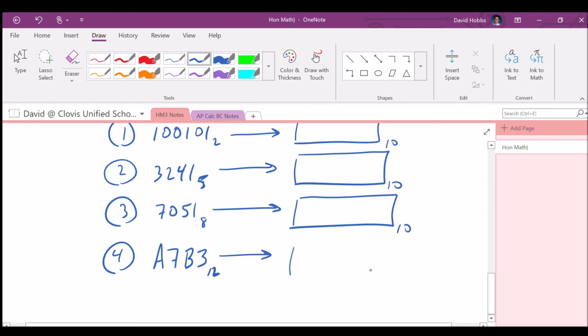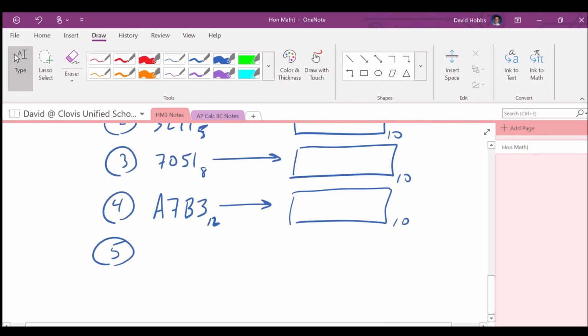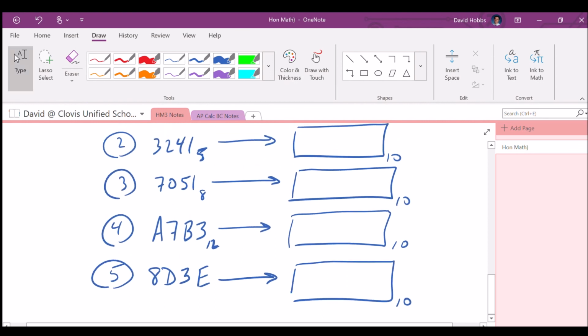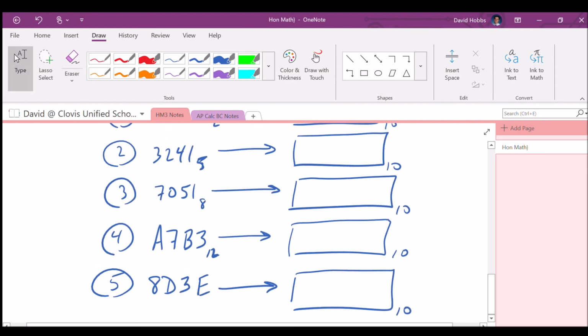Convert that to base 10, and I'm going to give you one more. Let's have you go ahead and do a hexadecimal here. Let's do 8D3E, base 10. Okay, so really just 5 problems.